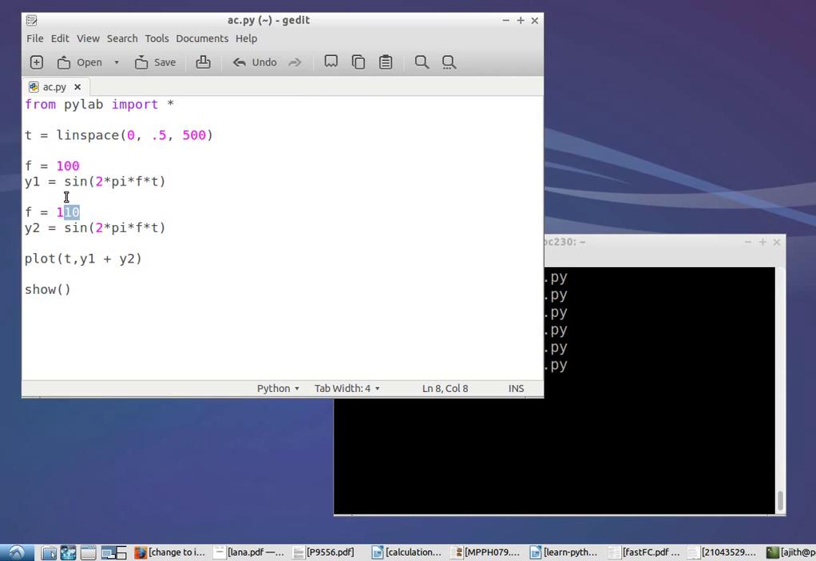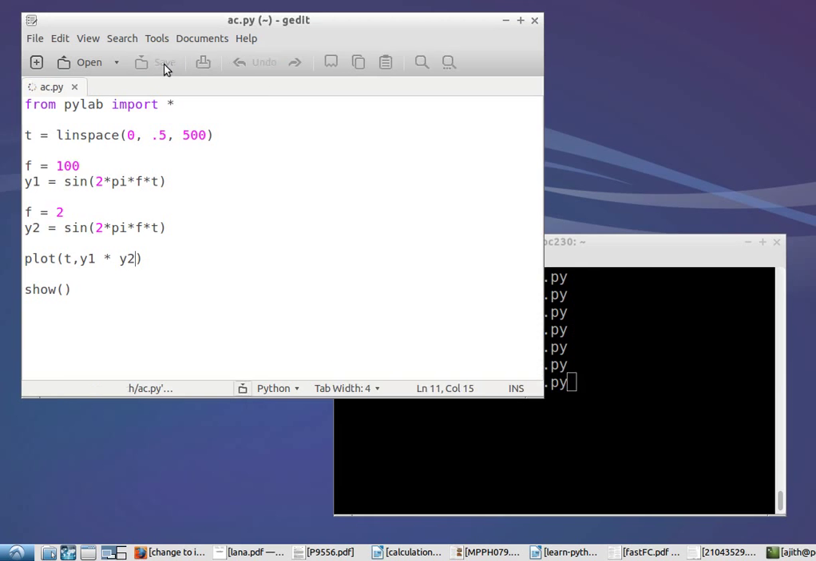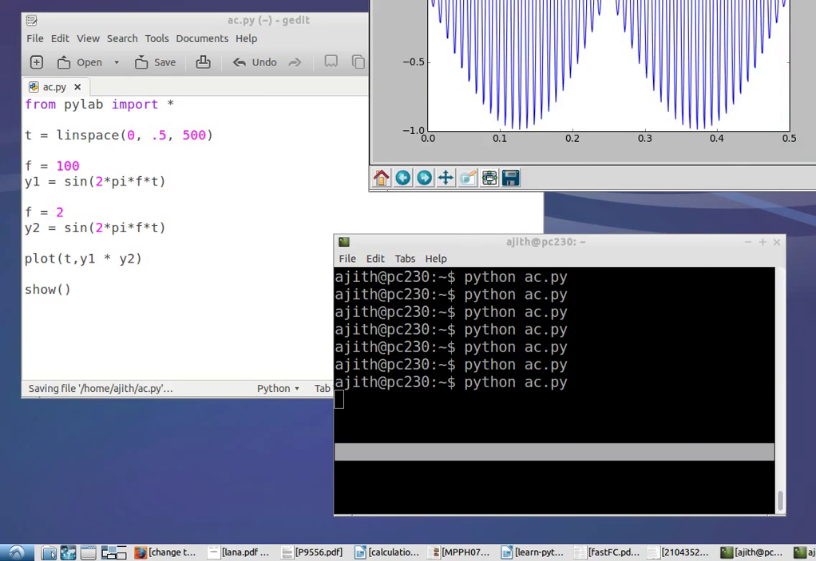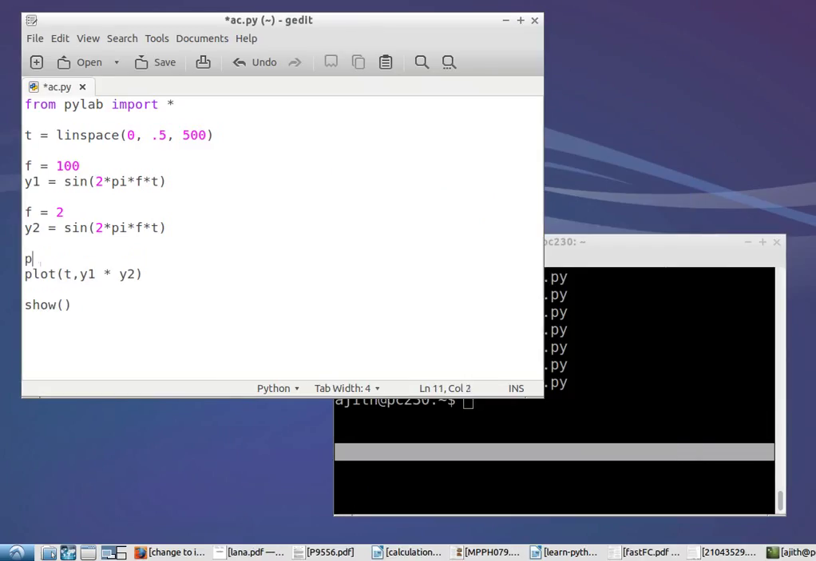And now we'll make a small change here. This is 100 hertz and I'll make it 2 hertz here. So you have 100 hertz as well as a 2 hertz, and what we do is the product of these two, and this is a typical case of amplitude modulation. You have a carrier frequency and the signal frequency, and they are multiplied, and this is how amplitude modulation is done. So the result will look like this. See, amplitude modulation. But let us plot the signal also, say t and y2.